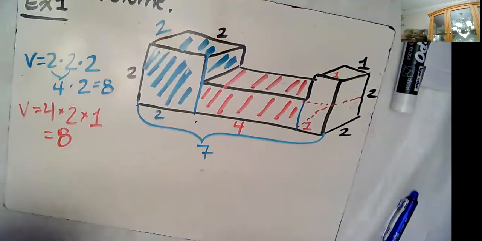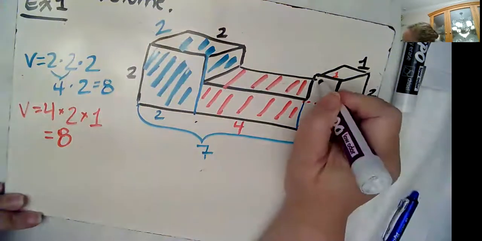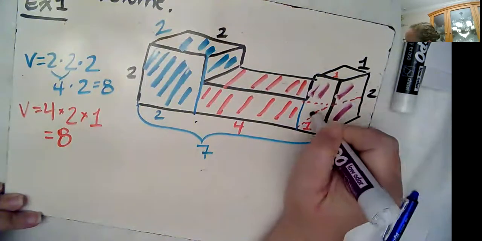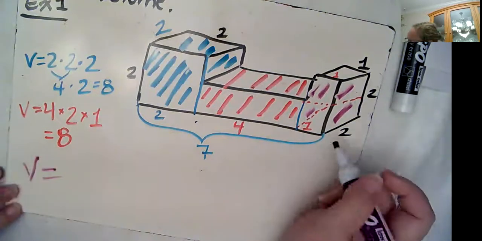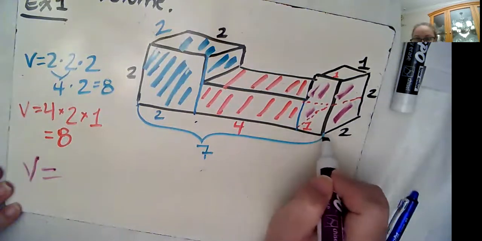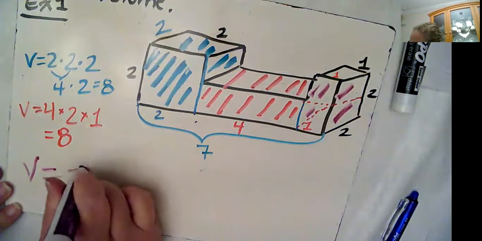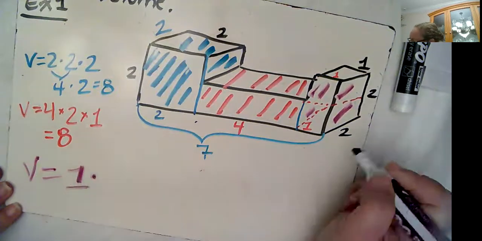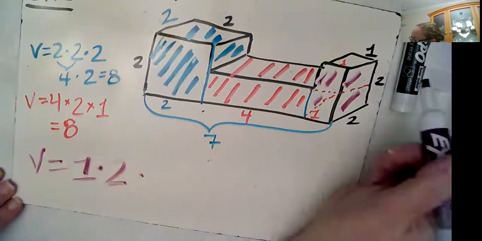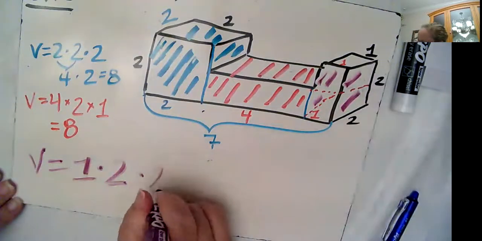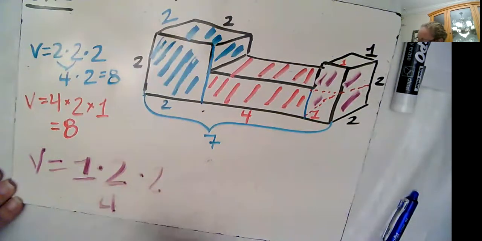And then we're going to do the last piece. Let's see, this purple comes out. So the last one is going to be purple. Going to find that volume. So this width right here is 1 times the depth, which is 2. This marker's not very good. And then the height, which is 2. So which is 4. Ooh, that came out. I don't like that marker.